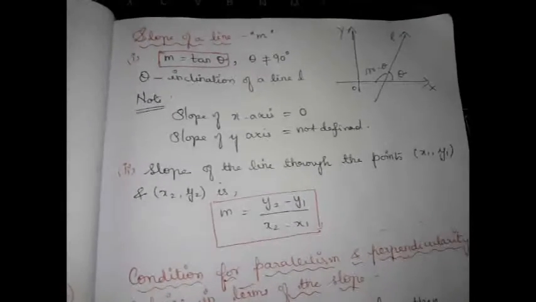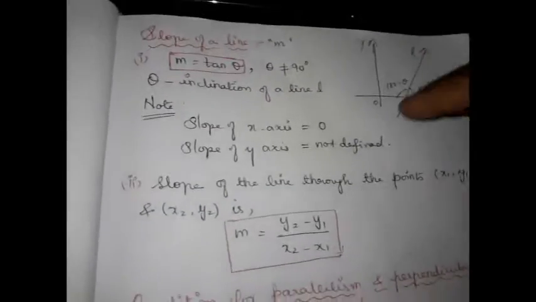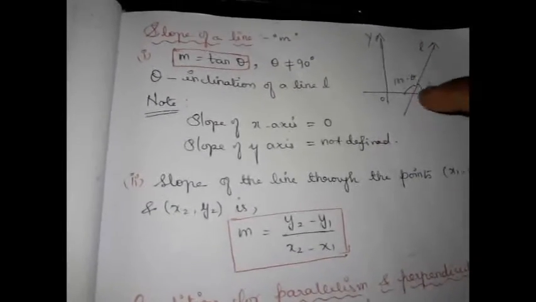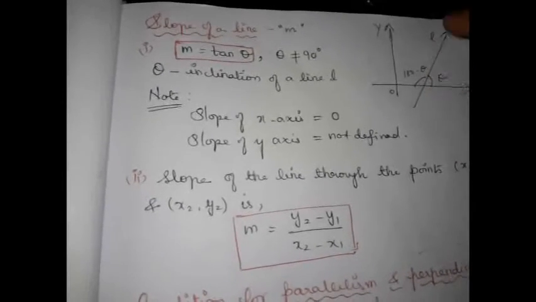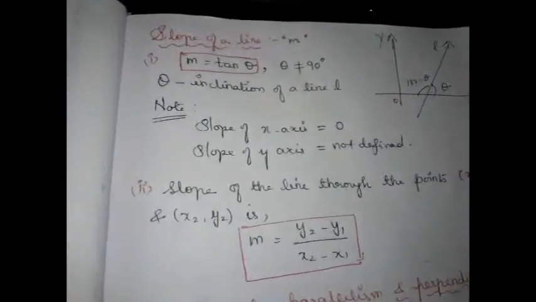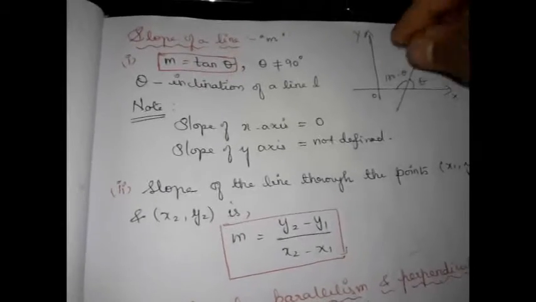First, let us see what is meant by slope of a line. What is called a slope of a line? Suppose this is a line L, and we have the axes x and y, and theta is the inclination made by the line with the x-axis. Then how will you define the slope of this line? We will denote it with the symbol m. m denotes the slope of the line. m is tan theta. How will you find the slope of a given line?